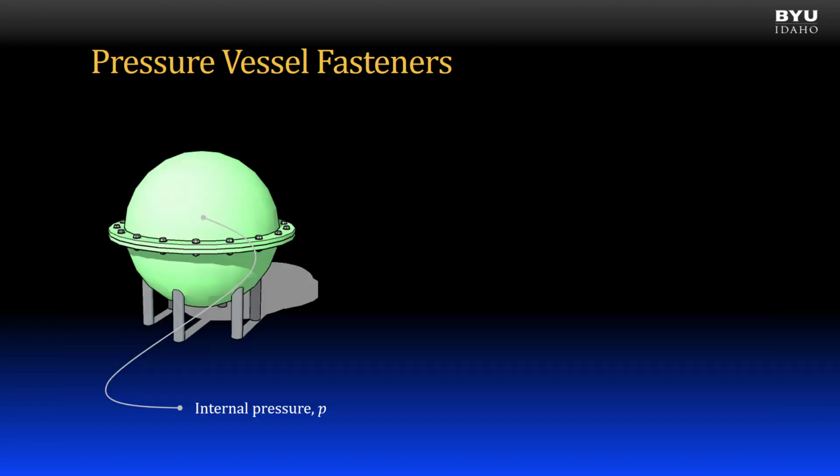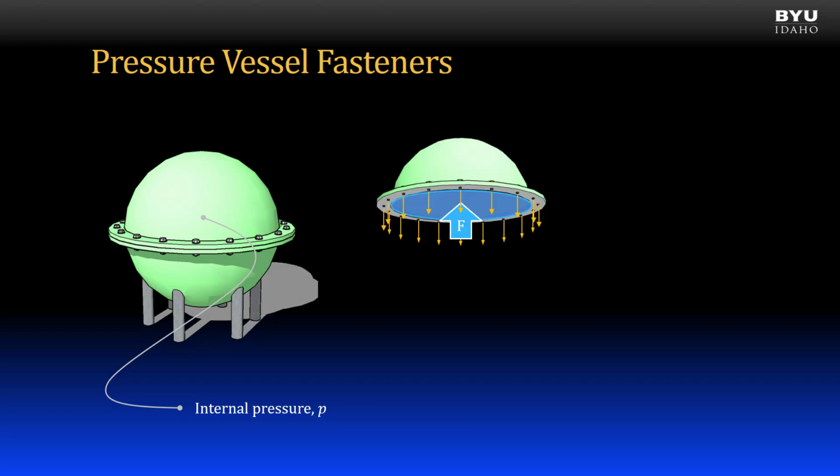Let's consider the fasteners that are connecting the wall segments of the pressure vessels. Suppose a spherical pressure vessel has an internal pressure P. An imaginary slice is made through the bolts connecting the upper and lower sections, and a free body diagram of the upper section is shown. The forces on the section must be balanced. A force caused by the internal pressure pushes up on the top segment.